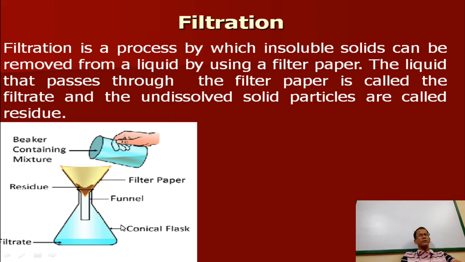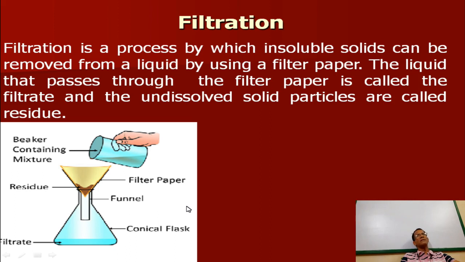In this method, the filter paper allows the solution, which is called the filtrate, to pass, and the substance which remains on the filter paper is called the residue. So generally during filtration, two things will be separated. One is the filtrate, another is the residue. The filtrate will pass through the filter paper and the residue cannot, so it remains on the filter paper.